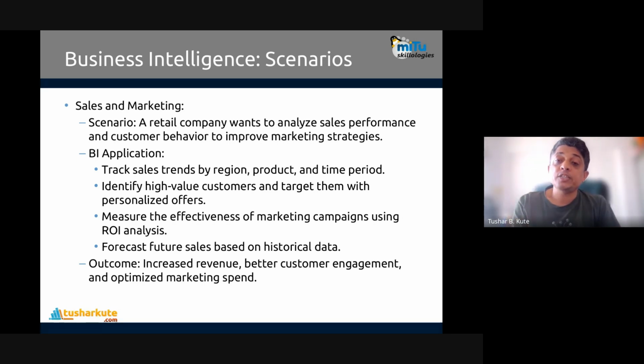What is the expected decision making from this? What is the outcome of it? Here is the outcome: increased revenue, better customer engagement, and optimized marketing spend.